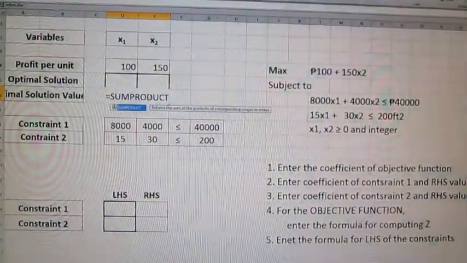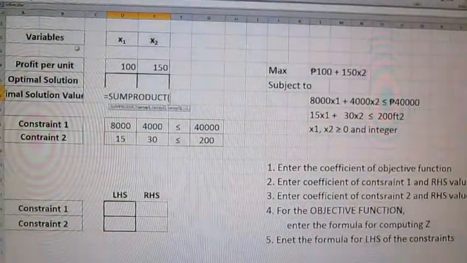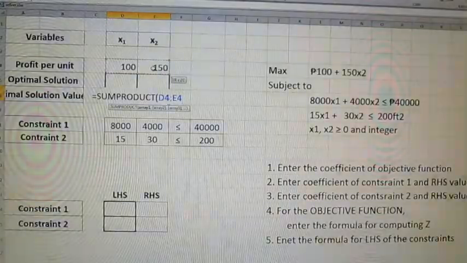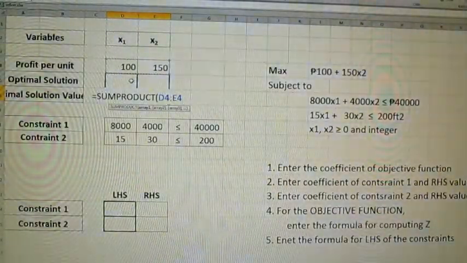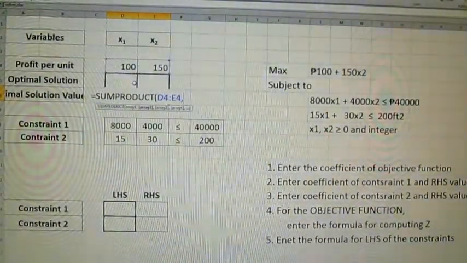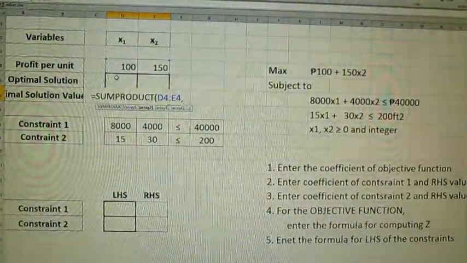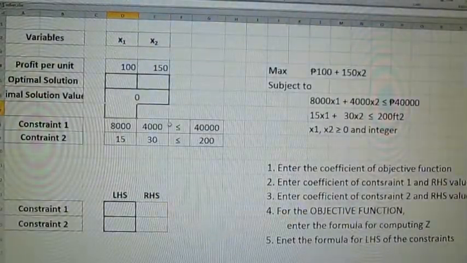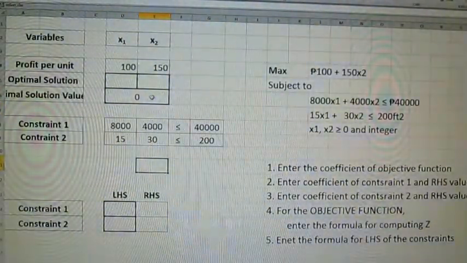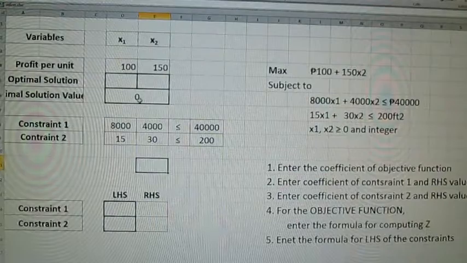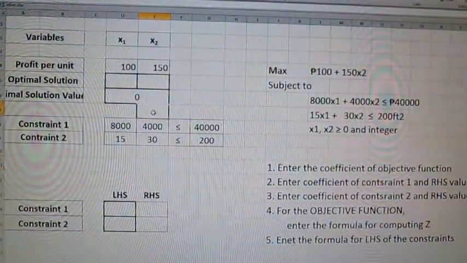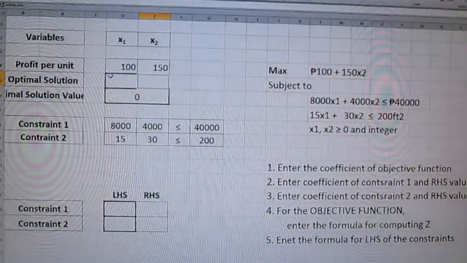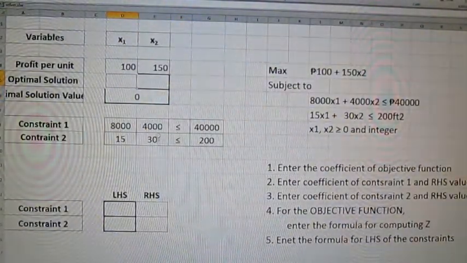Sum product of the profit per unit multiplied by the optimal solution. We can see that the optimal solution value is 0 because there is no value yet for x sub 1 and x sub 2.